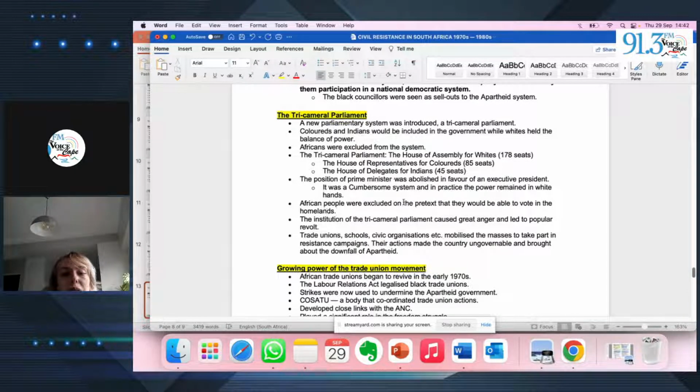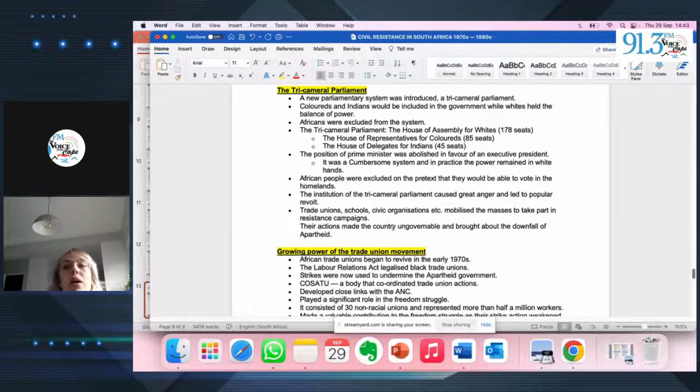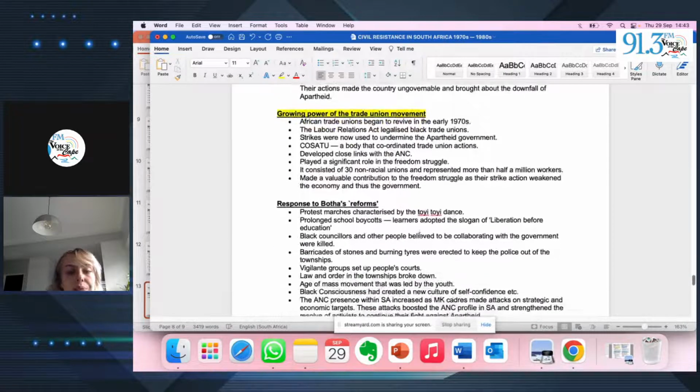African people were excluded on the pretext that they would be able to vote in their homelands, so thus excluding them from the election. The institution of the tricameral parliament caused great anger and led to popular revolt. Trade unions, schools, and civic organizations mobilized the masses to take part in resistance campaigns. Their actions made the country ungovernable and brought about the downfall of apartheid.